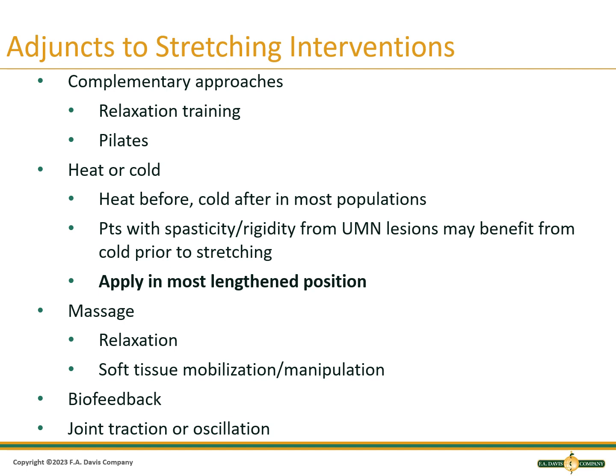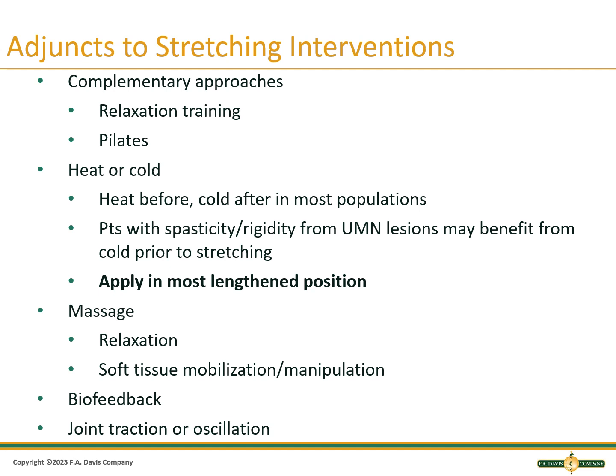Adjuncts to stretching interventions, or things that we can do to make stretching more effective, include complementary approaches such as relaxation training or Pilates for the patient. Utilization of heat or cold. We typically want to use heat before and cold after in most populations. There is research, though, that says patients with spasticity and rigidity from upper motor neuron lesions may benefit from cold prior to stretching for muscle inhibition.